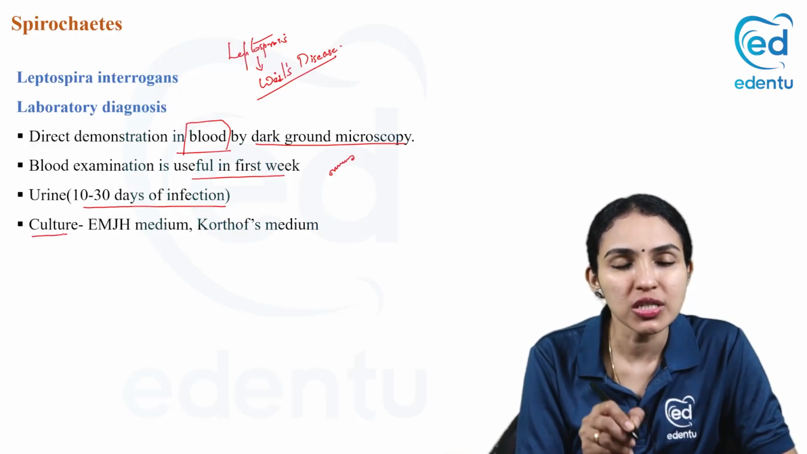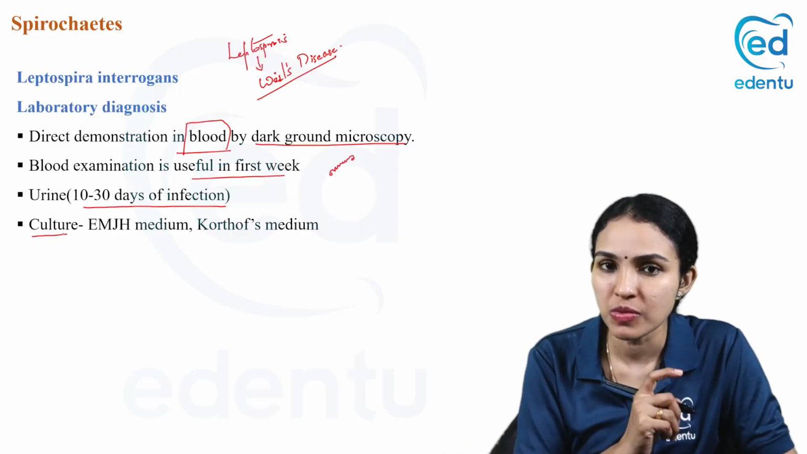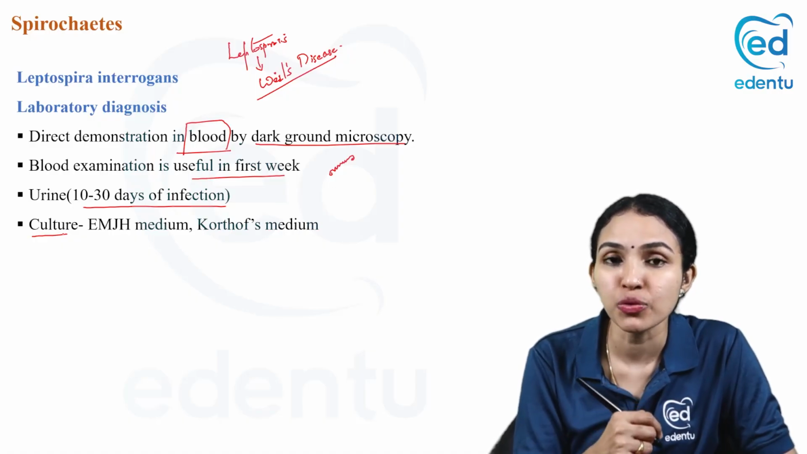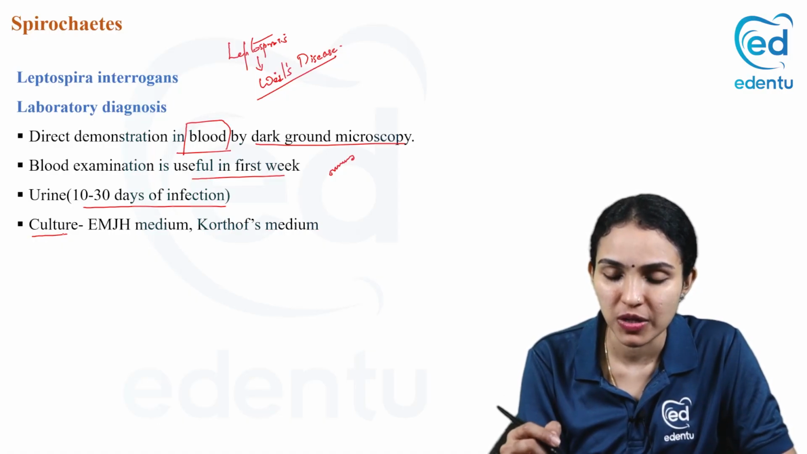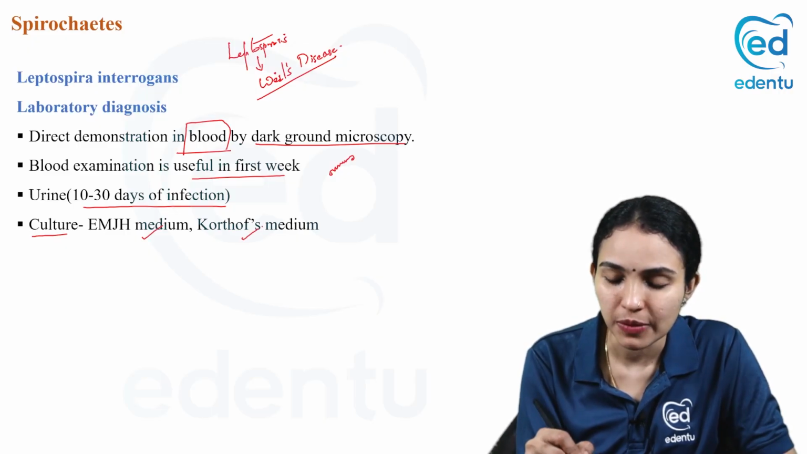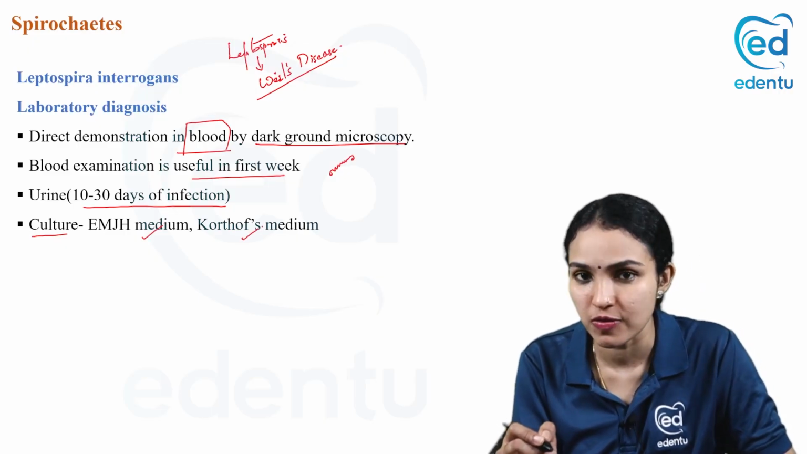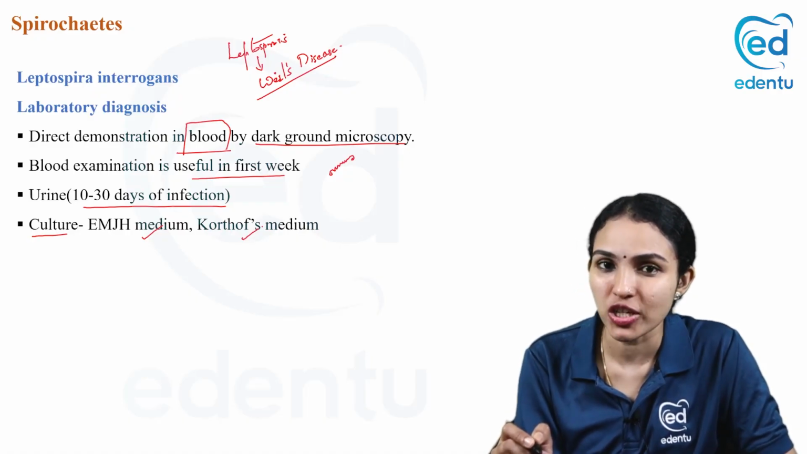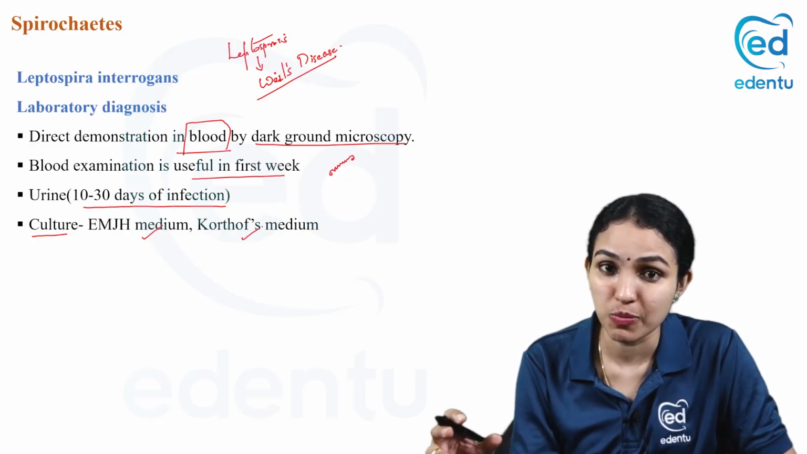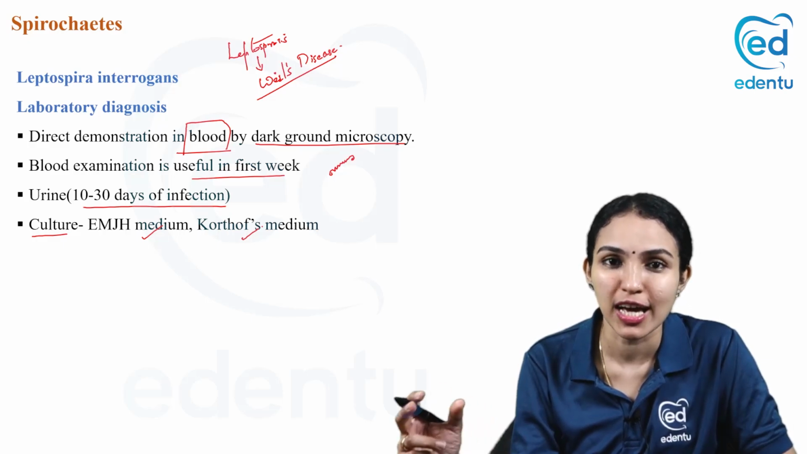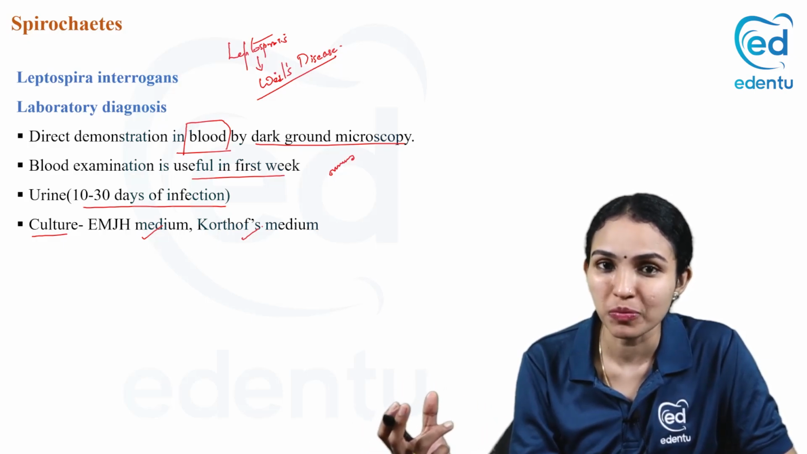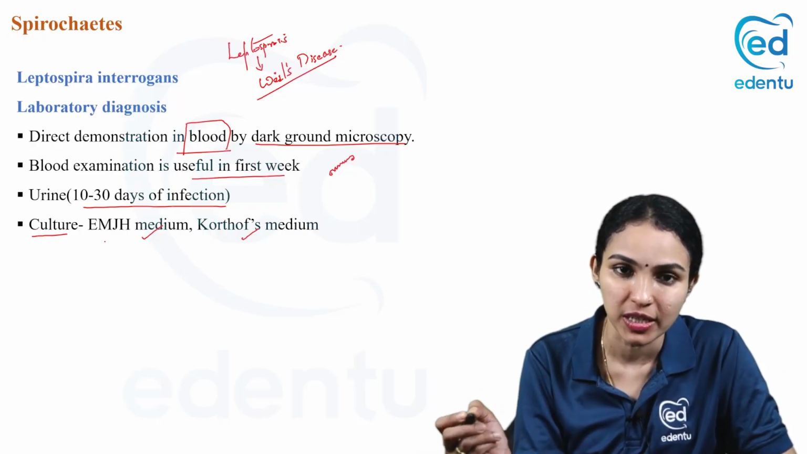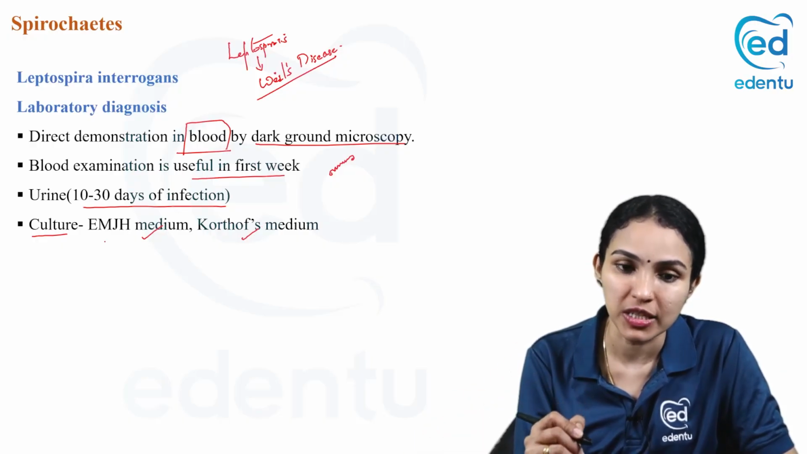And you can do culture in some special medium. Unlike treponemes, which cannot be cultivated in any kind of artificial media, and as we have seen in Borrelia, you can use a special medium called modified Kelly's medium. Here we have two types of medium, EMJH medium and also Cortose medium. These two are the special media that we use for Leptospira. EMJH stands for Ellinghausen, McCullough, Johnson, Harris medium. Even if you can't remember the expansion, just remember the abbreviation EMJH medium. And another medium is Cortose medium.